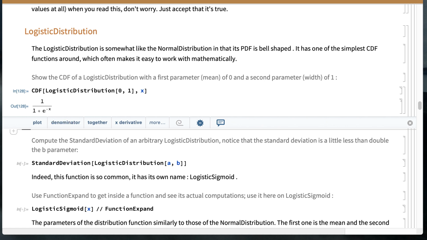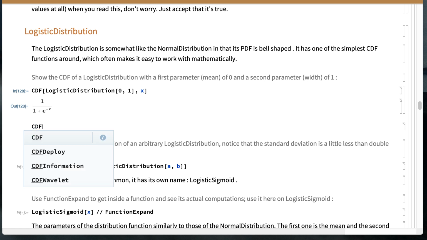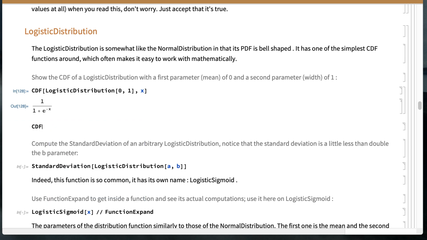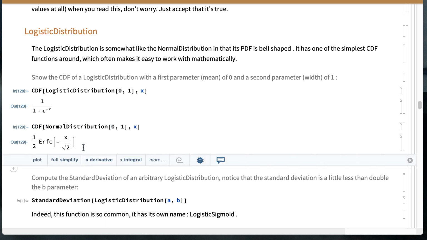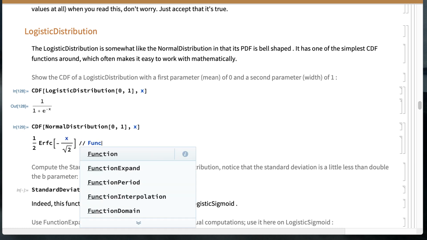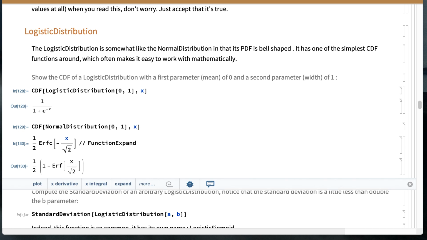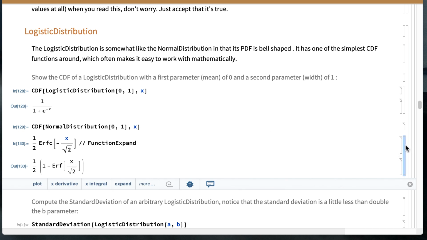It's nothing like, for example, the CDF of the normal distribution, which has this InverseErfc in it, and who the heck knows what InverseErfc is. In fact, let's just see. Will it even tell us? No, it's not even going to tell us what InverseErfc is. All right.